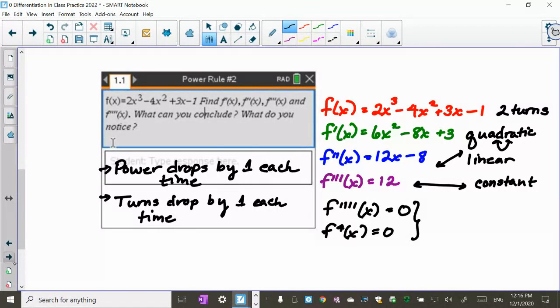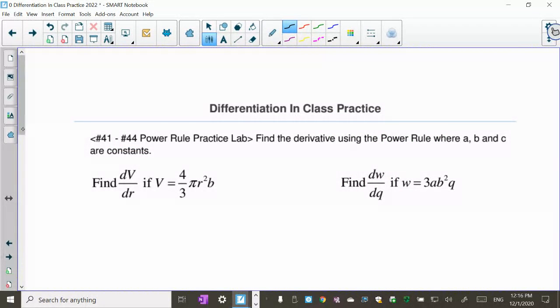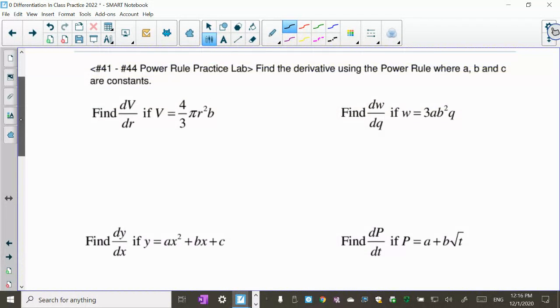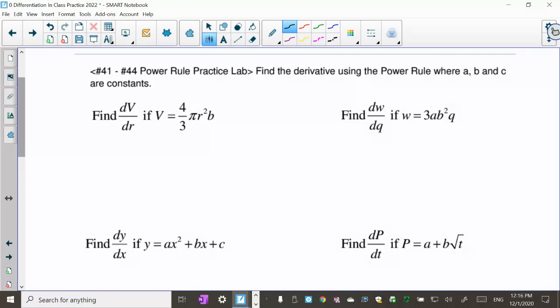Okay. Then to continue on with this, I had them practice 41 through 44 in our Power Rule Practice Lab to show them a different way of looking at the derivative. And we've been using like v prime and that type of thing. Well, this notation, which is a cool notation, actually tells you to take the derivative of v with respect to r, because you're so used to doing y prime and x is your variable. This actually tells you what the variable is going to be, and the variable is going to be r, and that's what you're going to use for the power rule.